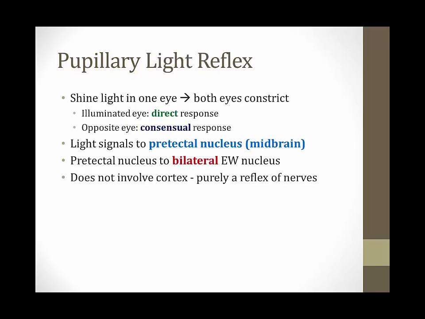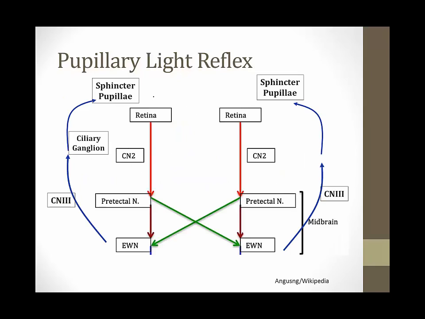To test the pupillary light reflex, you shine light in one eye and both eyes should constrict. The illuminated eye has what's known as a direct response and the opposite eye has what's known as a consensual response. The light signals are transmitted to a part of the midbrain called the pretectal nucleus. This nucleus can send signals bilaterally to the Edinger-Westphal nuclei, which we talked about before. This does not involve the cortex, it's purely a reflex of nerves, and once the EW nuclei are activated on both sides of the brain, both eyes will constrict. Here's an illustration depicting how this process works.